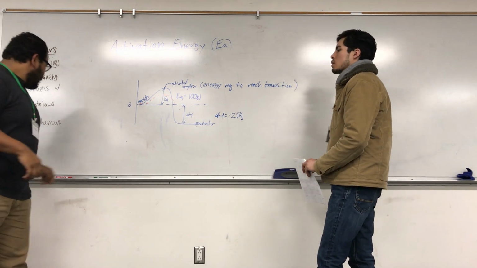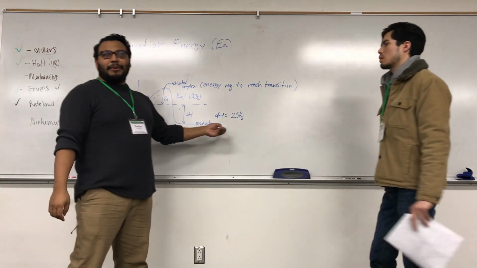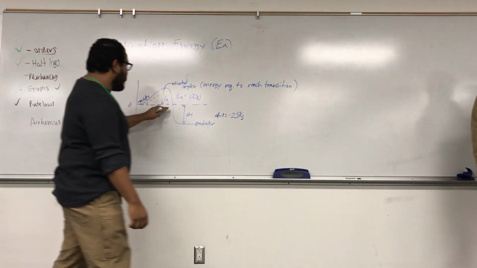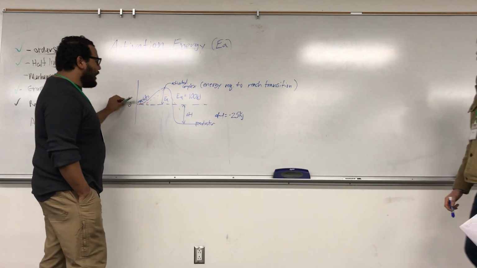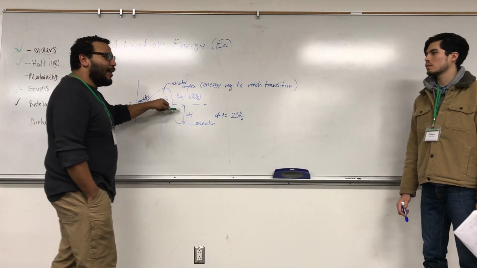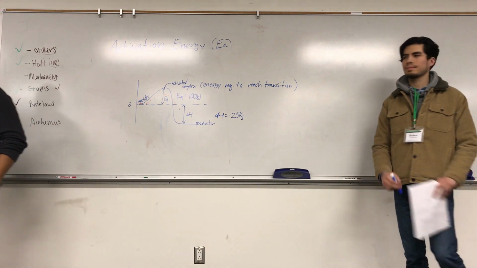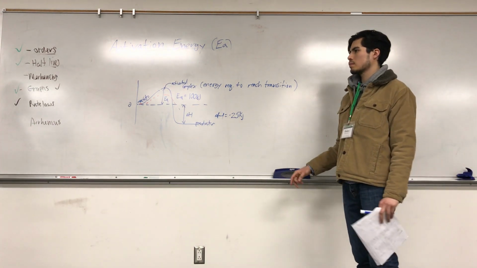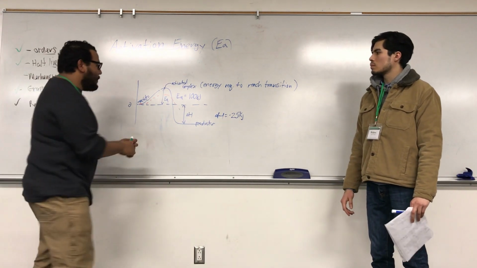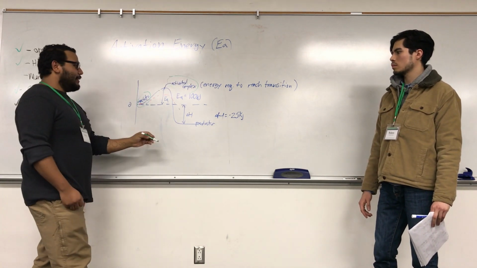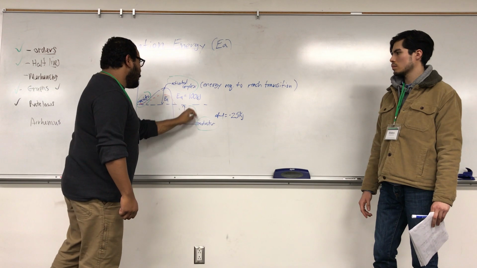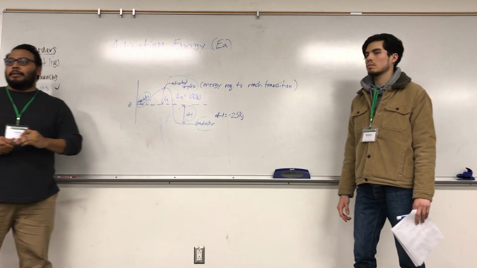Or better yet, what would a graph of an endothermic one look like? This would be products are higher. It starts on the bottom. So then you should be able to label the major parts like that: reactants, activated complex, your products, and also be able to calculate your delta H.